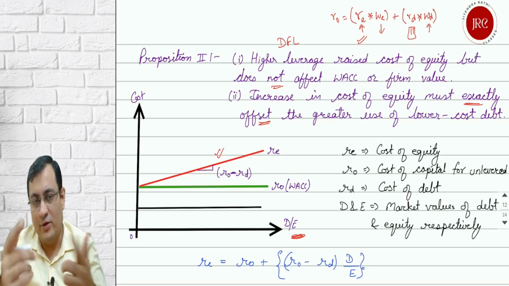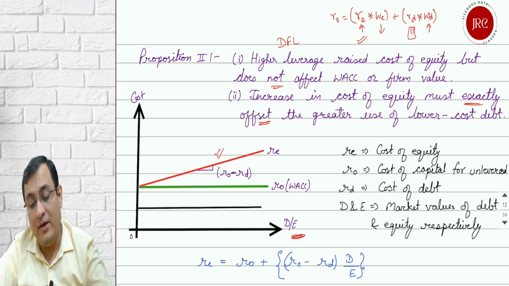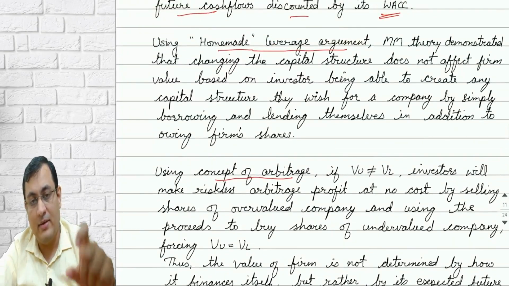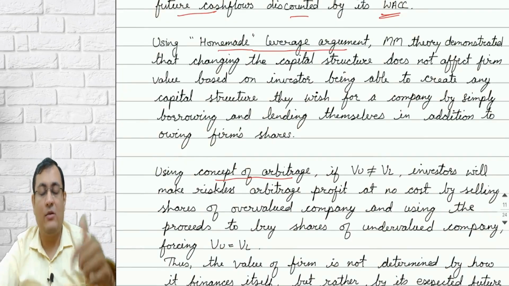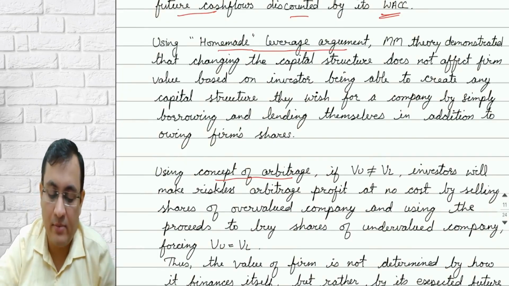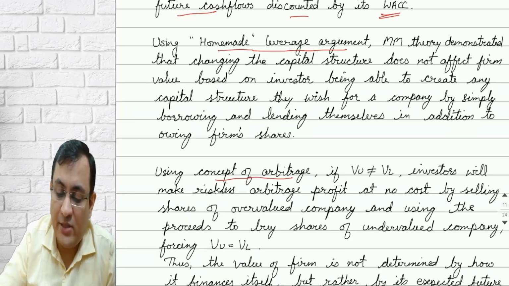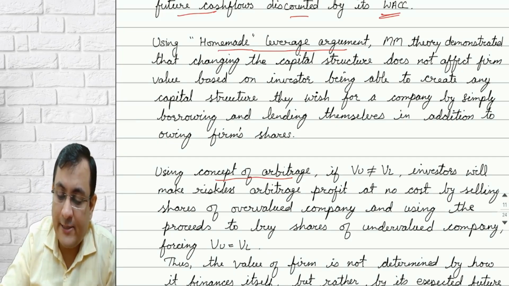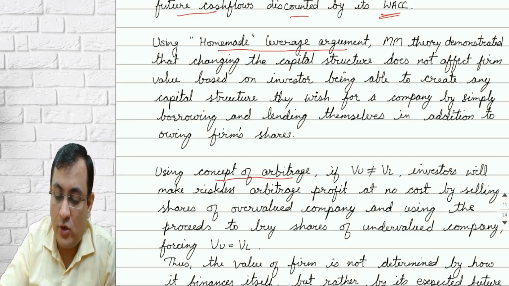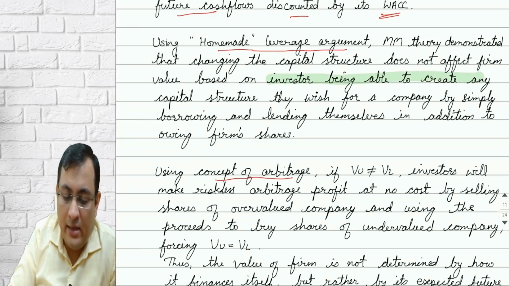Why is this going to happen? Here they explain why the value of levered and unlevered firms will be the same. They have taken the concept of the homemade leverage argument and the concept of the arbitrage argument. The theory demonstrates that a change in capital structure does not affect firm value, based on the investor being able to create any capital structure.